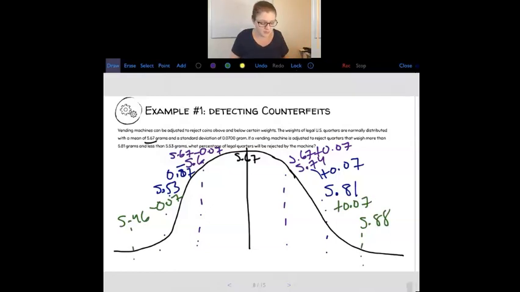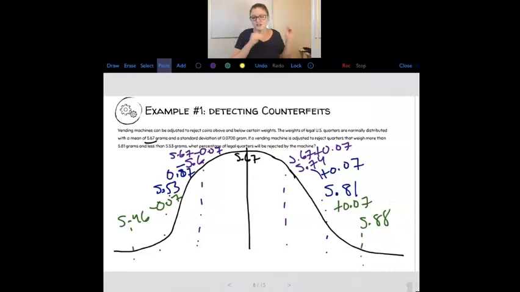Going back to the empirical rule or the 68-95-99.7 rule, 68% of the weights of quarters are going to fall between 5.6 grams and 5.74 grams. That's how to read this. 95% of the weight of all quarters is going to fall between 5.53 and 5.81. And then 99.7% of the weight of all U.S. legal quarters is going to fall between 5.46 and 5.88.